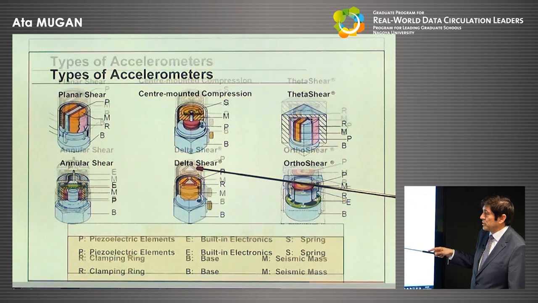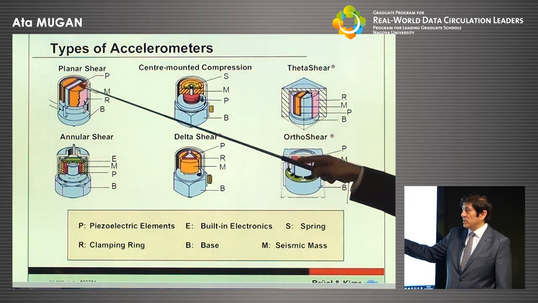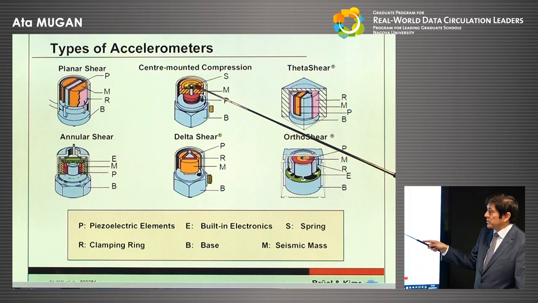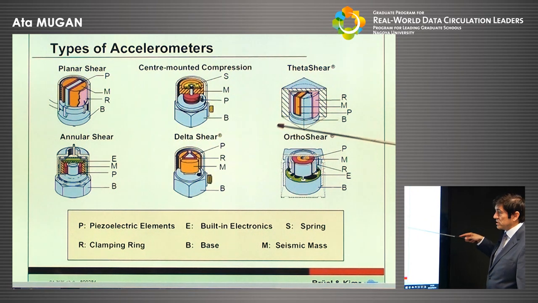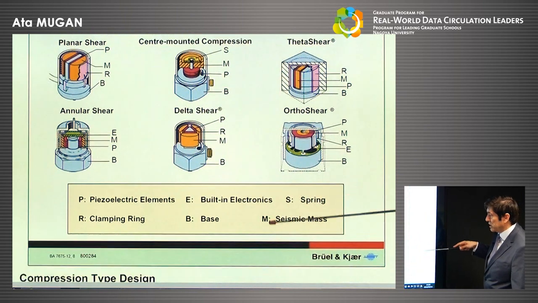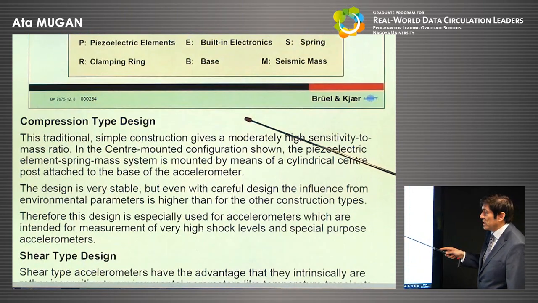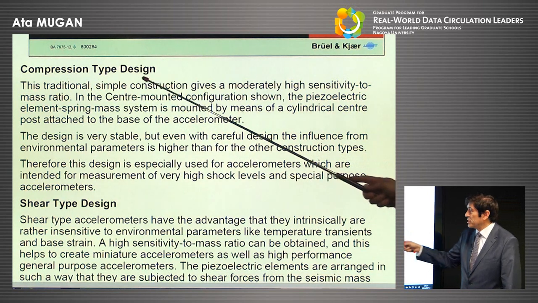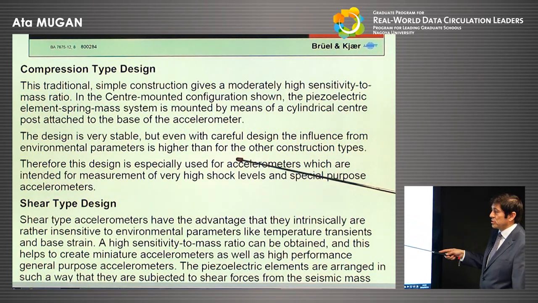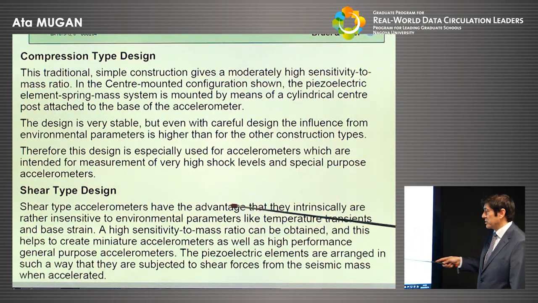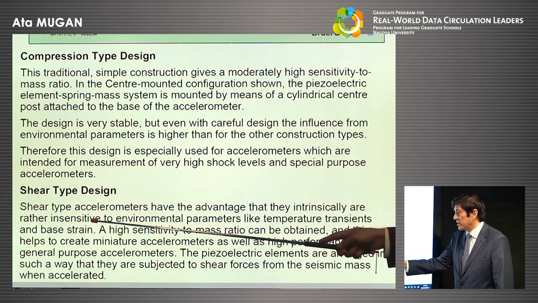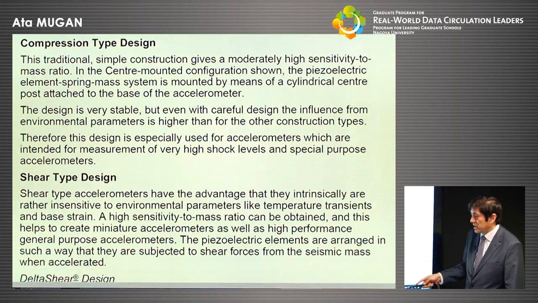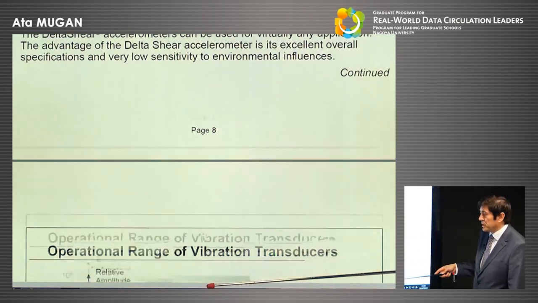And these are the types of piezoelectric accelerometers. Shear type, it measures by applying a shear load to piezo crystals. Compression type, another design, theta shear, annular shear, delta shear, ortho shear. Anyway, different kinds of piezoelectric accelerometers are defined. Simplest, actually, compression type gives a moderate high sensitivity to mass ratio, and shear type has the advantage of being insensitive to environmental parameters like temperature and base strains. So each type has certain application fields.